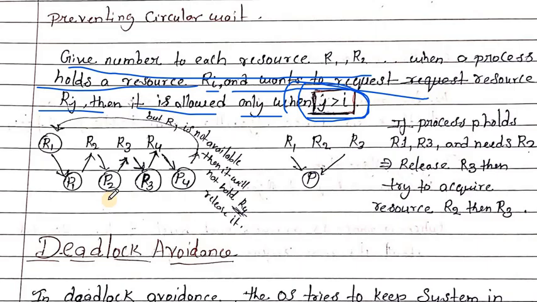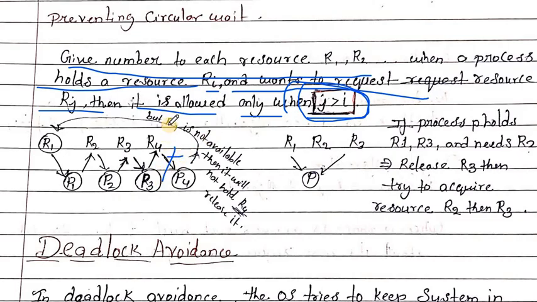Then process P2 is holding R2 and waiting for R3. Process P3 is holding R3 and waiting for R4. Here the process P4 is holding R4 and waiting for R1, but R1 is not available. That's why it won't hold R4.